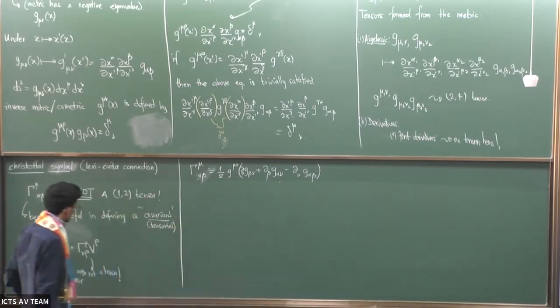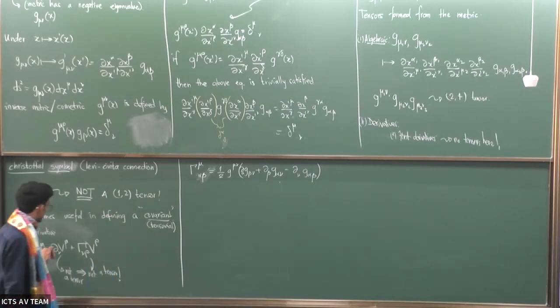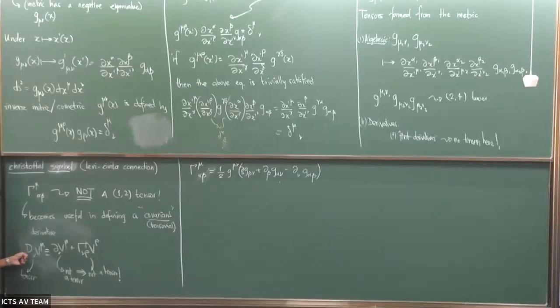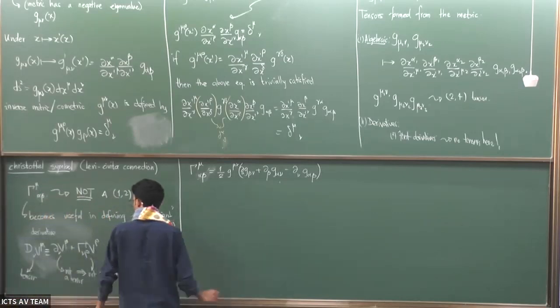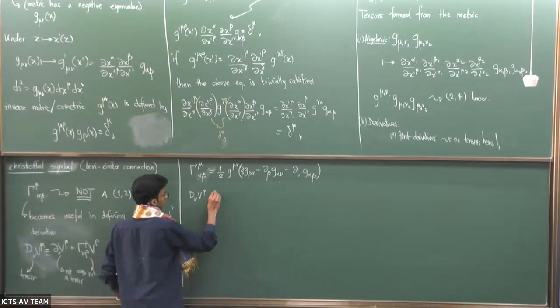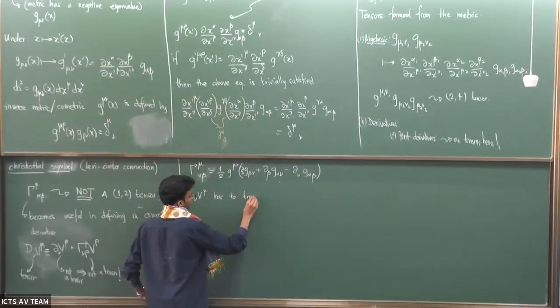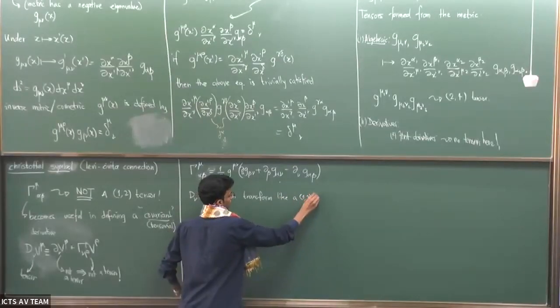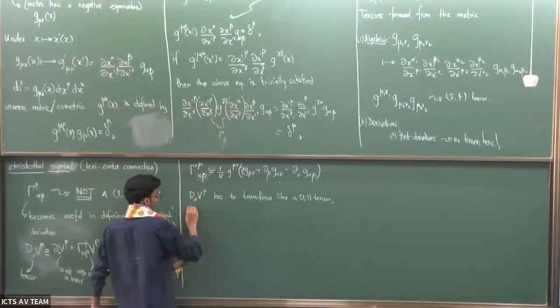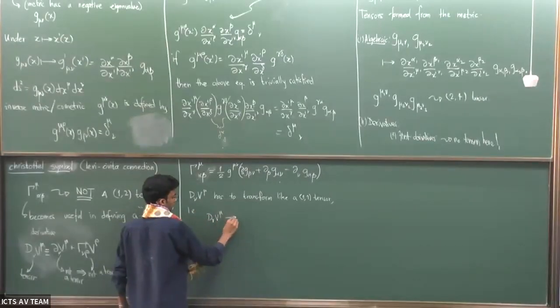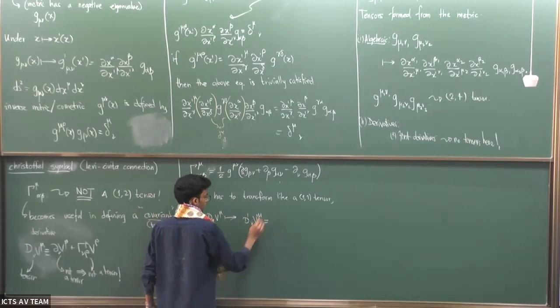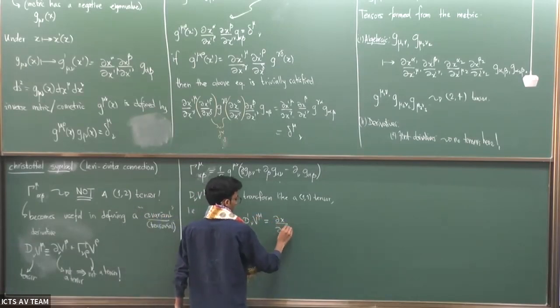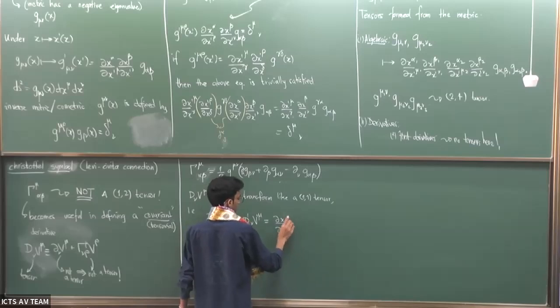But let me show you another way to get how the Christoffel gamma transforms. We can just start from here. You can say this should transform as a 1-1 tensor. We know how this transforms, and then we can find how this transforms. So let's do that. D mu has to... I'll run out of symbols.